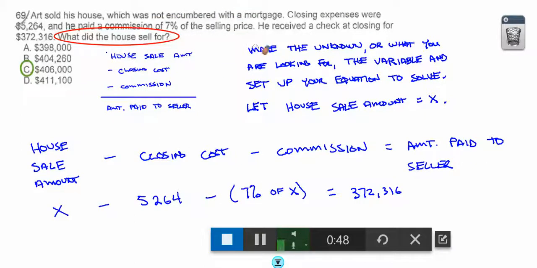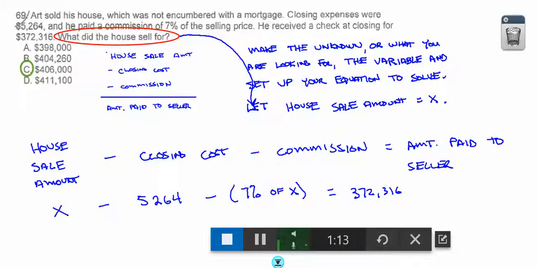Make the unknown, or what you're looking for, the variable, and set up your equation to solve. So in this case, we want to let what the house sold for be the variable. Let the house sale amount equal X. So house sale amount minus closing costs minus commission equals amount paid to seller.